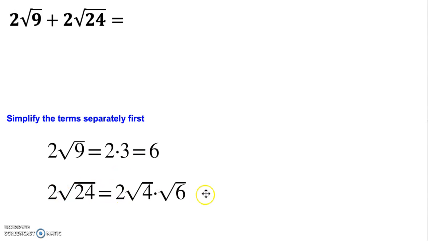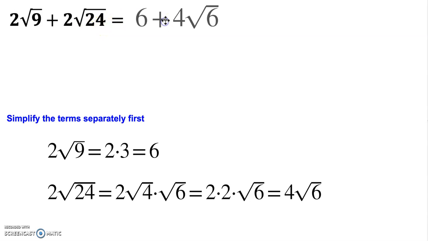2 root 24. The factors that we want to use are 4 and 6 because 4 is a perfect square. And that becomes 4 root 6 when we simplify it. So when I replace that expression with what it's equivalent to, we have 6 plus 4 root 6. Notice that that first 6 is not underneath a radical, so those are not like terms. We can't combine those. So my final answer is just 6 plus 4 root 6.